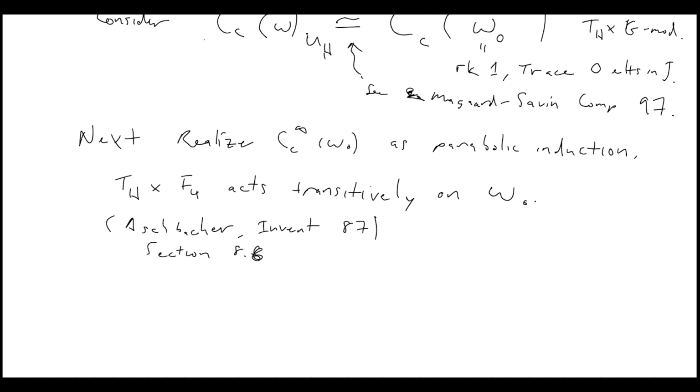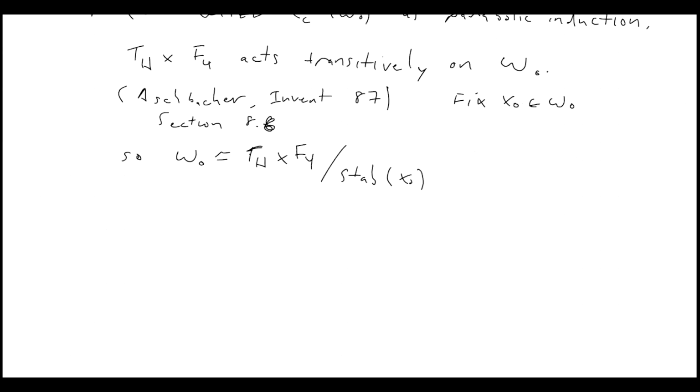So in particular, we have this space of rank 1, trace 0 elements, and we have this transitive action. It will be a quotient of TH cross F4 by the stabilizer of some element. So let's fix one. In particular, we'll need to know what this stabilizer is.